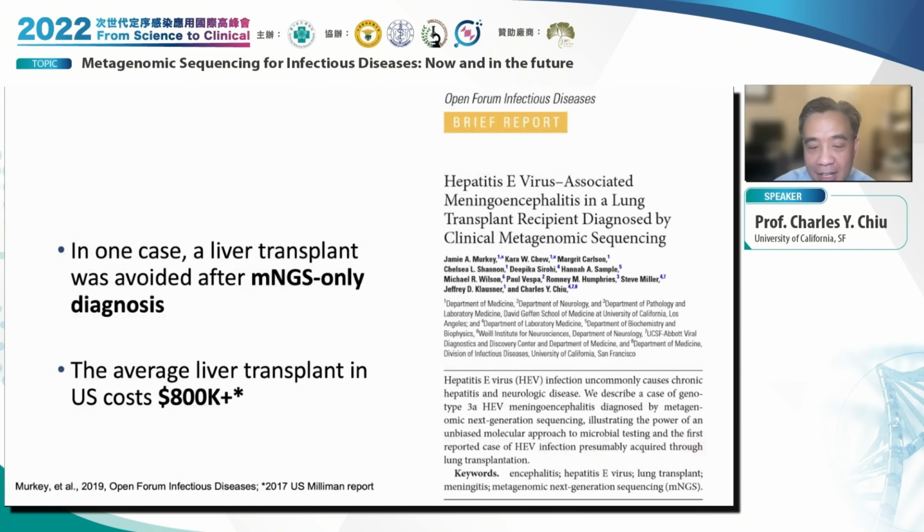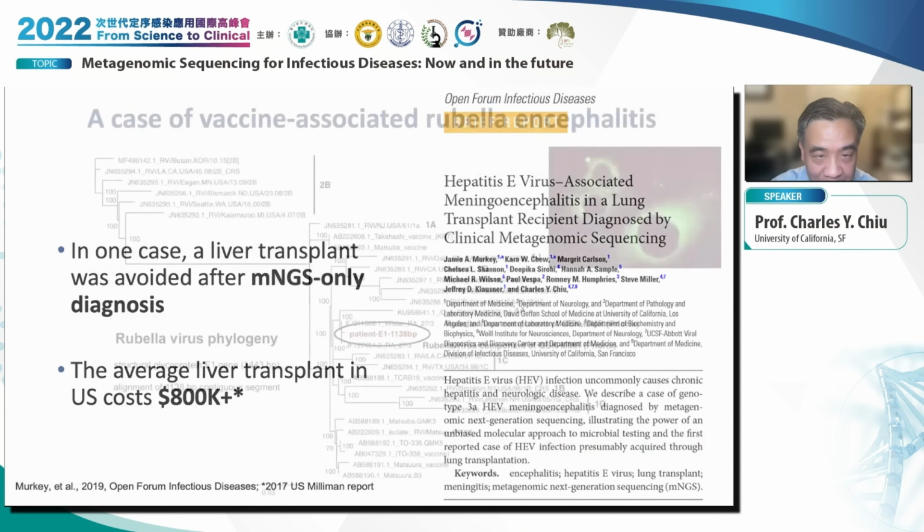And I also want to highlight one example, which I talked about previously. There was a patient who presented with a hepatitis E neurological infection, meningoencephalitis. At the time that she presented, she had developed fulminant liver failure and was on the liver transplant list. But because we were able to make the diagnosis using metagenomic sequencing, we were able to help her avoid getting the liver transplant. She was treated successfully with ribavirin.